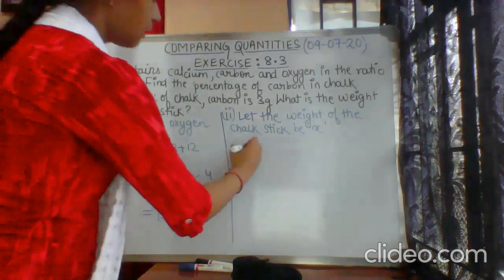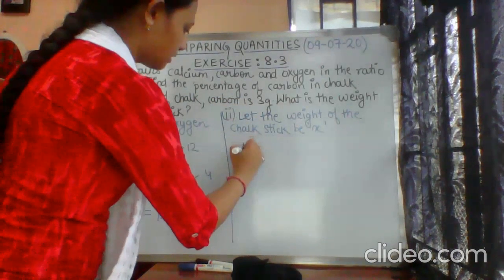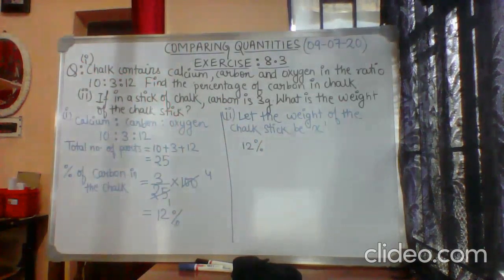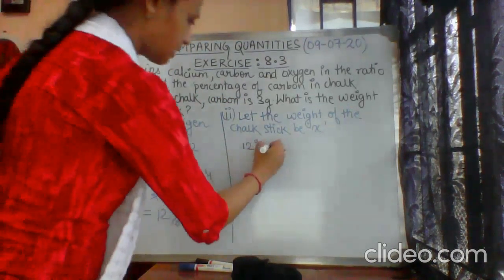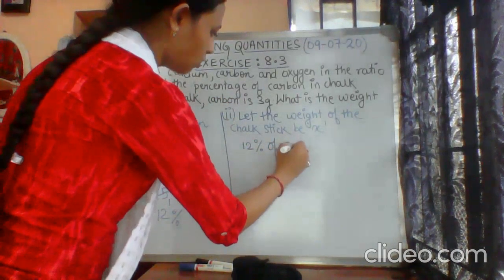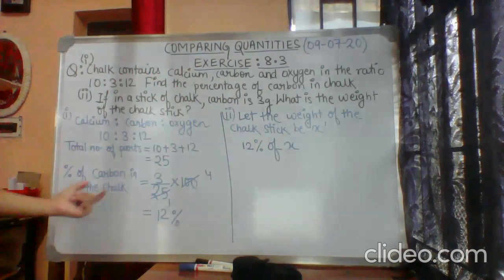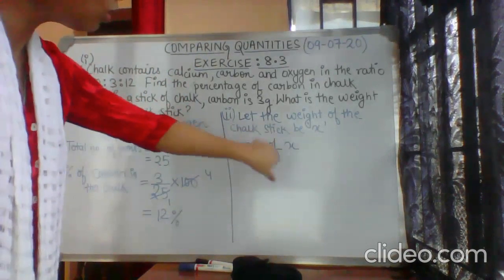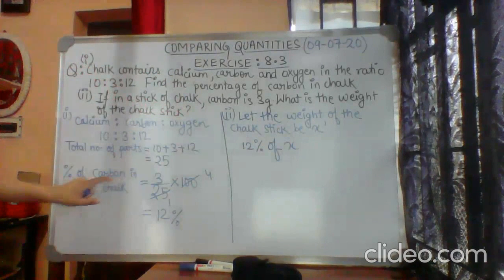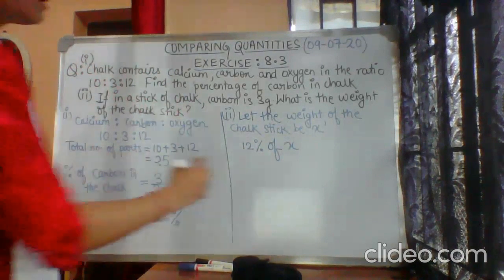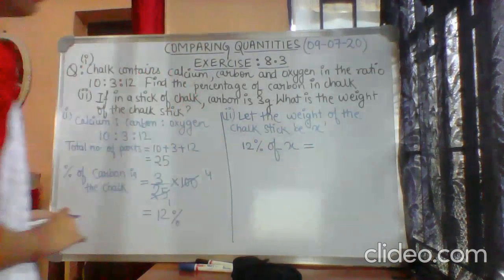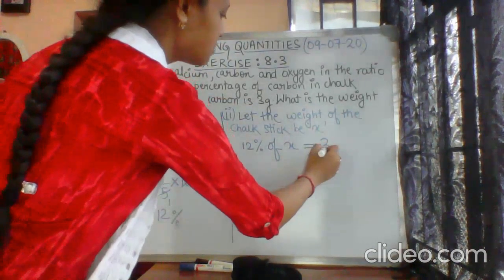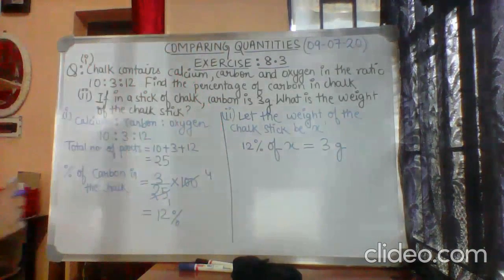We know that 12% carbon is there in the chalk. 12% of the whole chalk is the amount of the carbon. 12% of the whole chalk is the percentage of the carbon in the chalk, and that is equal to the amount of carbon, and that amount is 3 gram here, already given in the question.